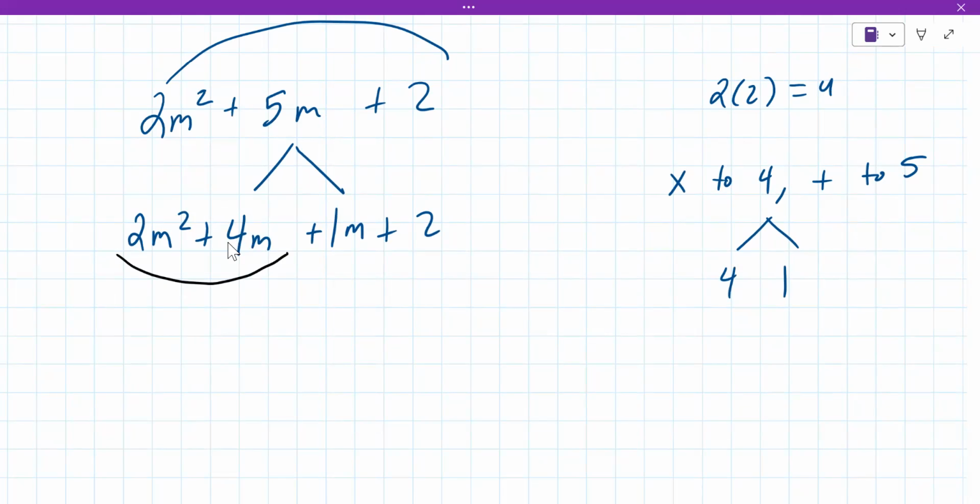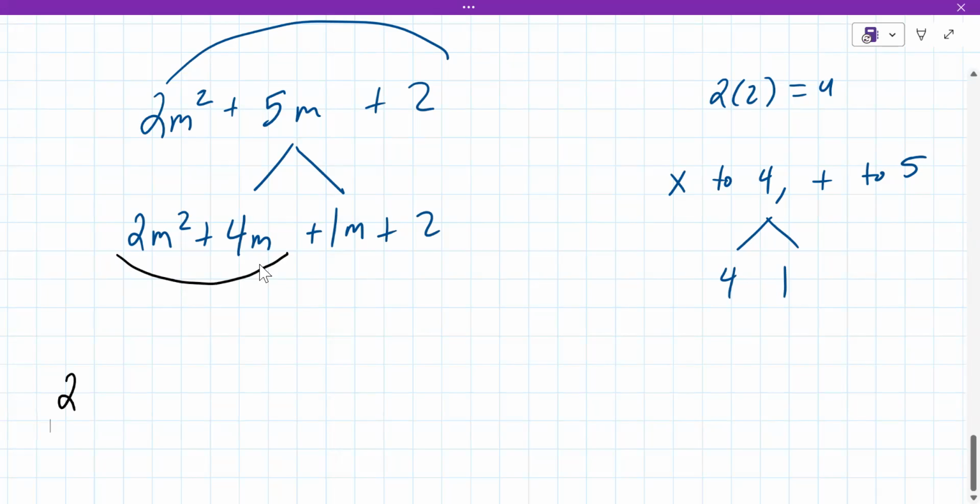2 and 4. No, 2 and 2. 1. 2 would be 1. And 4 would be 2. I guess I'll just say 2 and 2. It's just one number. What's a number that goes into 2 and 4? 2. Very good. And then what about the m squared and the m?